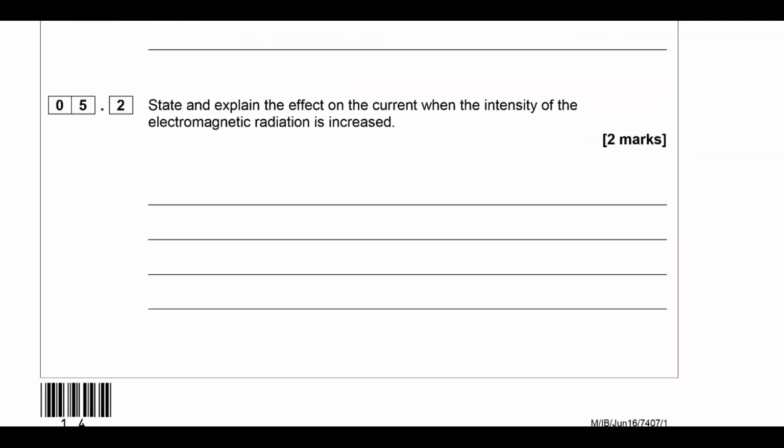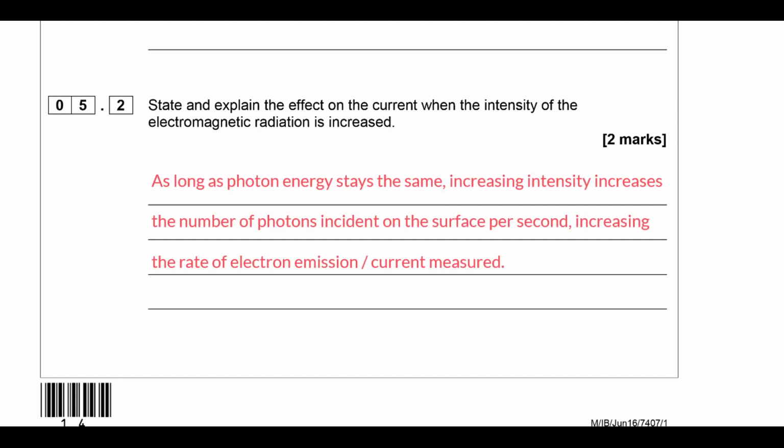Okay, so state and explain the effect on the current when the intensity of the electromagnetic radiation is increased. So as long as the individual photon energy stays the same, higher intensity means more photons arriving per second, so you're going to get more electrons emitted per second, so a higher current. Alright, so that's the explanation to 5 part 2.